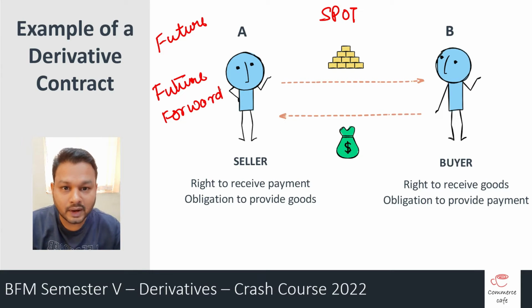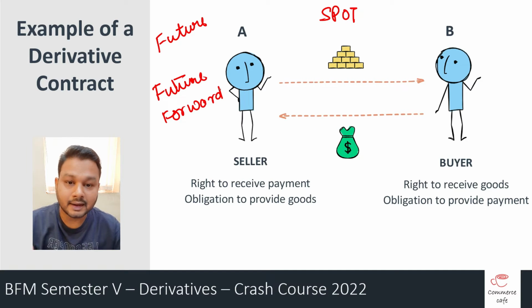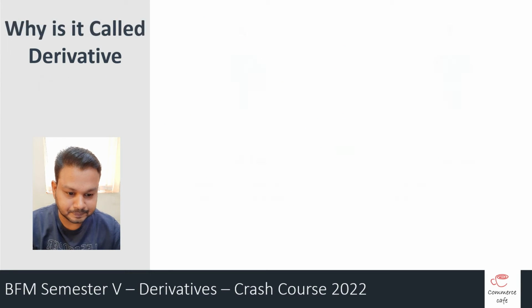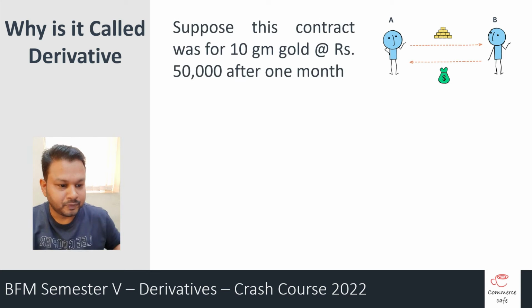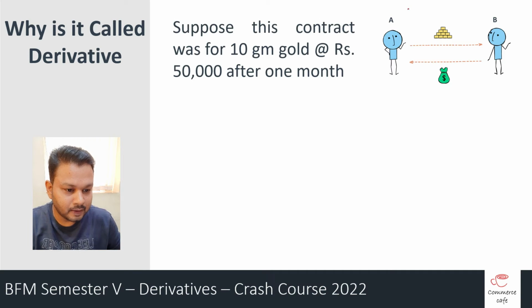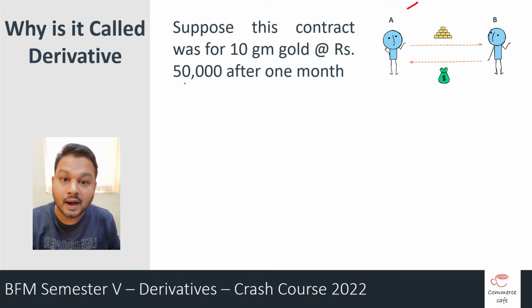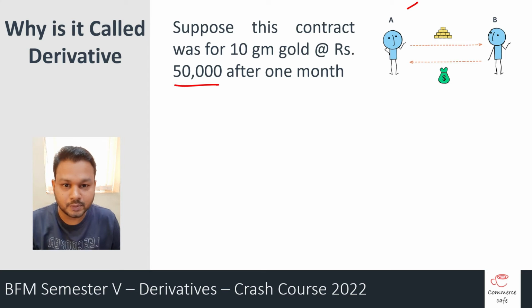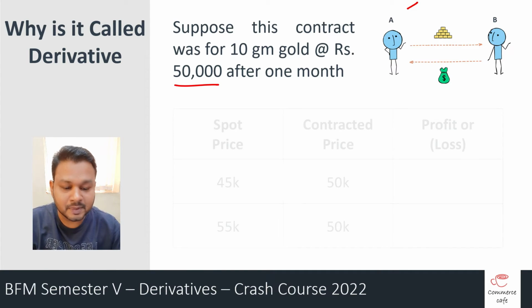Okay, but first we are trying to understand how the value of a contract depends upon something else, upon an underlying, right? So you have entered into a contract that after 1 month you will buy gold at a fixed price, which is called a futures price or a forward price. Now let's see what happens after 1 month. This is the contract you entered into. After 1 month, you will buy 10 grams of gold. And suppose your agreed price, the price at which you agreed to buy after 1 month, is 50,000 rupees for 10 grams of gold. What happens after 1 month?